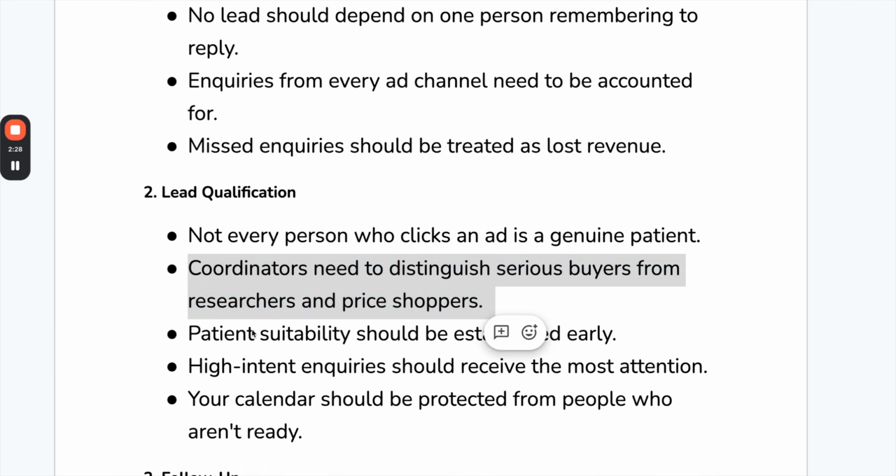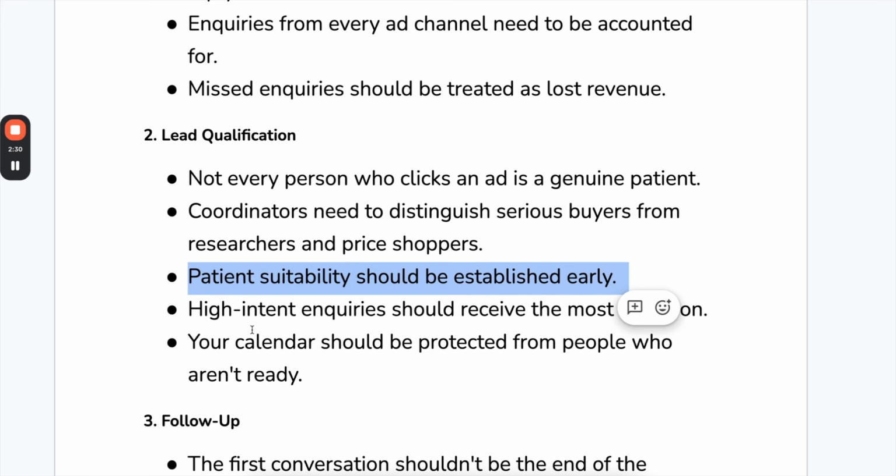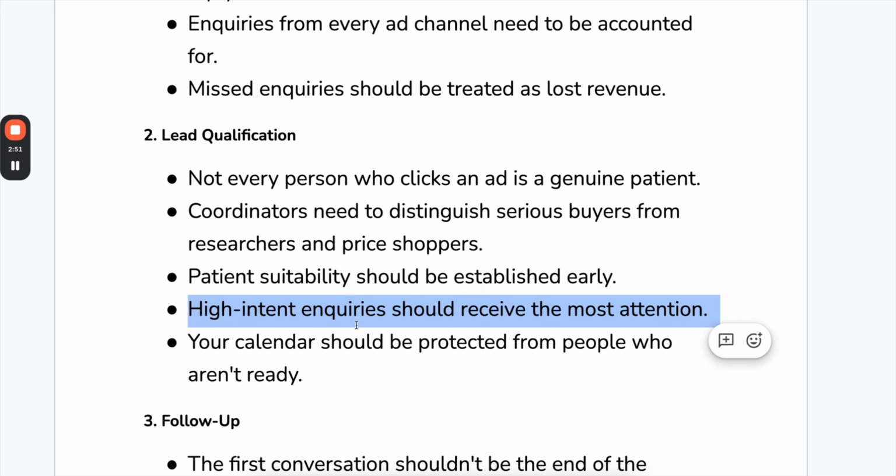The next thing is patient suitability should be established early. So making sure that someone is going to be a good fit for being a patient, you need to have an understanding as to what that looks like early on, so you don't waste time with inquiries who are basically not suited for the business and not suited to be a patient. High intent inquiries should receive the most attention. People who are genuinely interested should receive the most attention and the best attention.